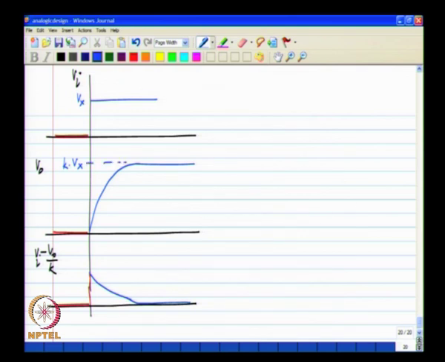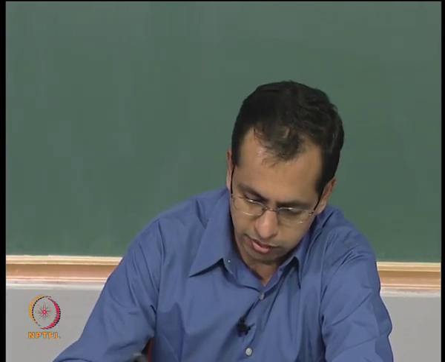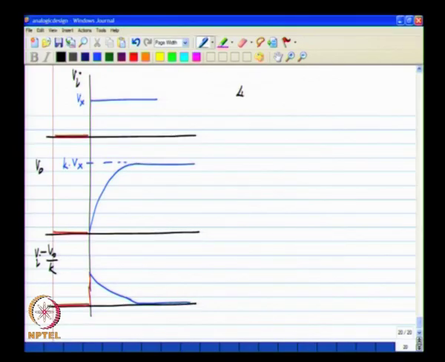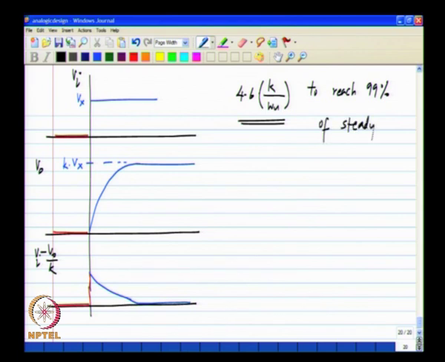Now, we already saw how long it takes to reach a certain percent of the steady state. Yesterday we evaluated that it takes 4.6 k by omega u, this much time to reach 99% of steady state. Okay. So, we also see what happens if omega u increases. If omega u increases, the amount of time taken to reach steady state decreases. Okay.